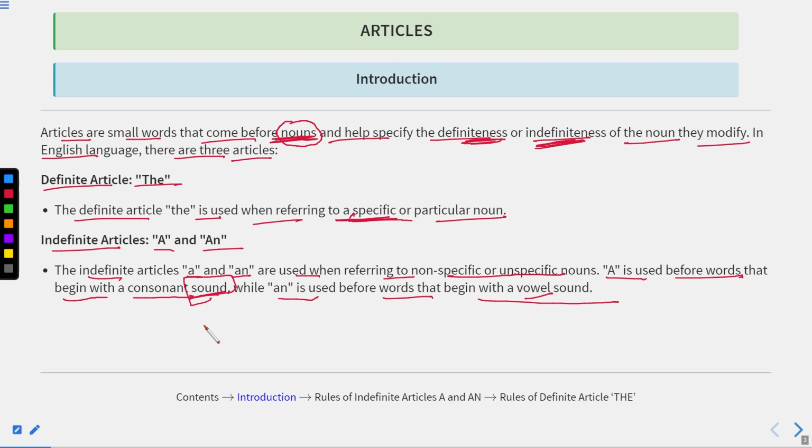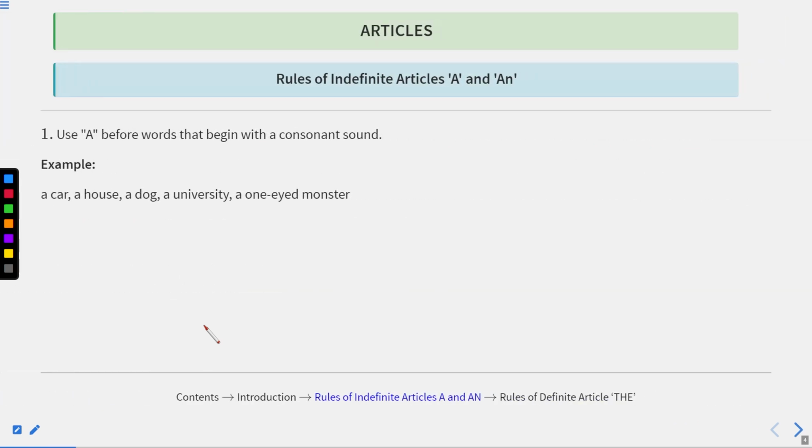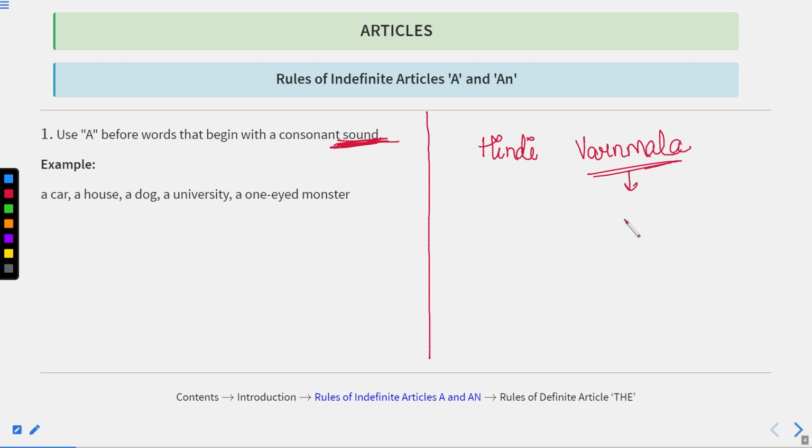How? Let us discuss this now. First of all, the use of A before words that begin with a consonant sound. Now, the word sound is very, very important. It should not be like the spelling; it should be the sound that begins with a consonant sound. For example, if we talk about Hindi Varnamala, you must have heard about it. What is Hindi Varnamala? Varnamala means alphabet, an alphabetical series.